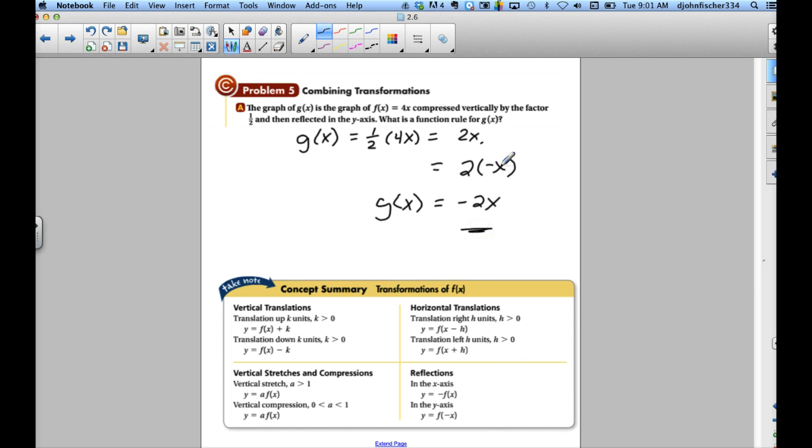Some of these will be very difficult for you, and that's okay, because we're going to have to practice these as we go. Vertical translations, notice the summary here. I want you to just look through it. I'll give you a second. Translations are up or down, horizontal is left or right, a stretch is the a in front, and a reflection is a negative.